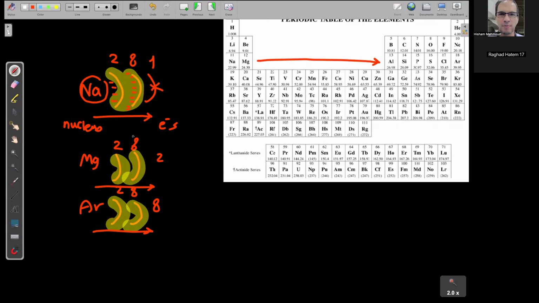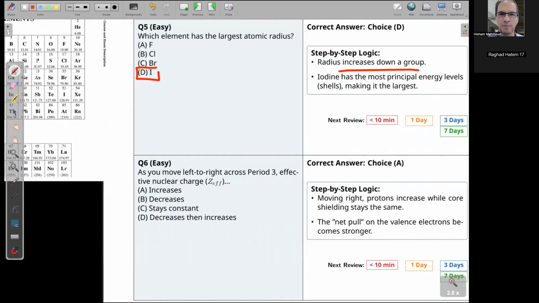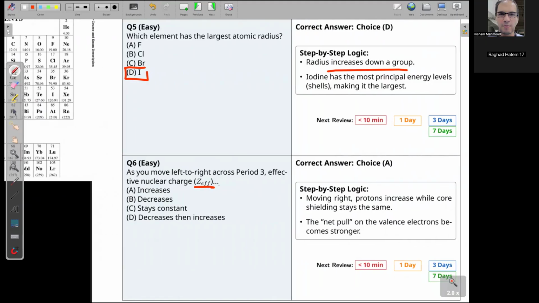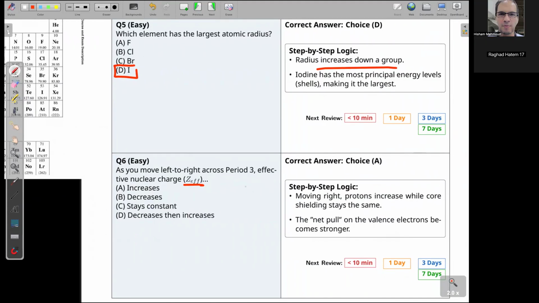There is no difference in shielding. There is no difference in the distance. So the only factor which is affecting the net nuclear charge is what? The number of protons. And what happens to the number of protons? It increases. So the net charge is increasing.